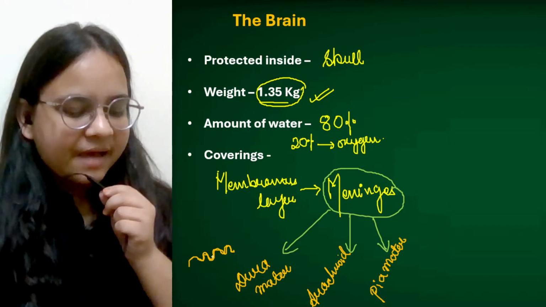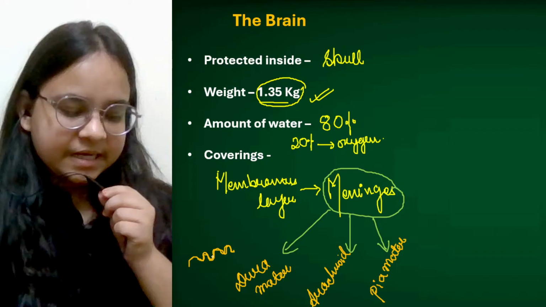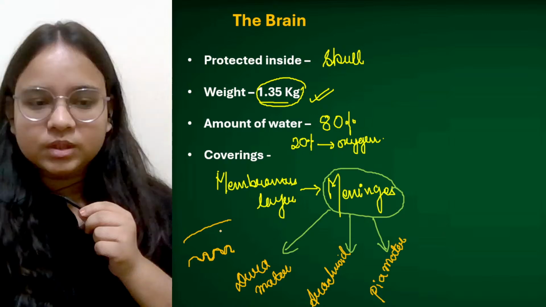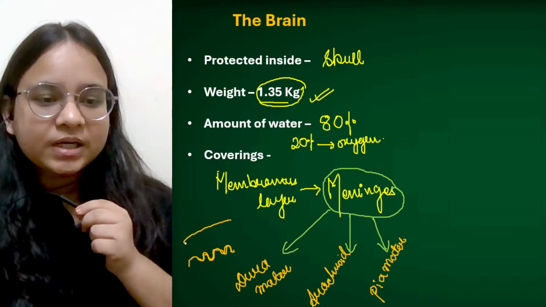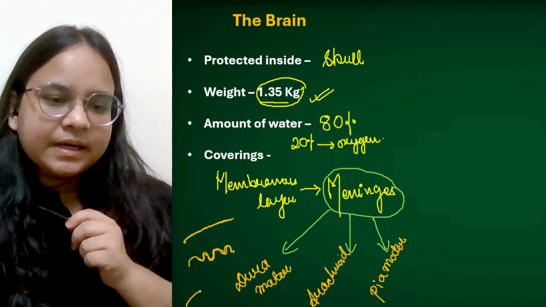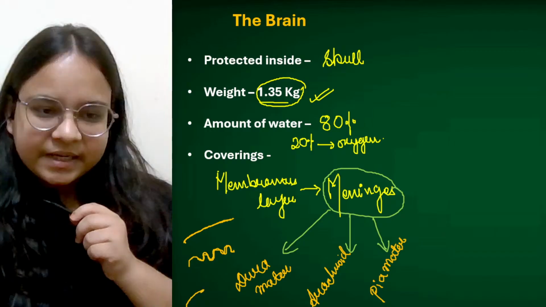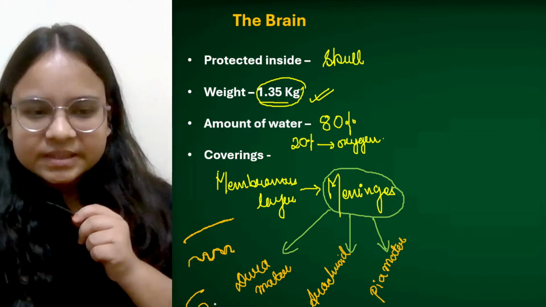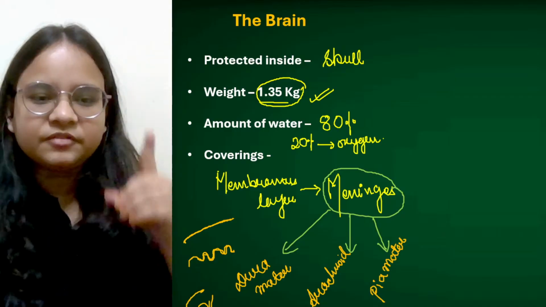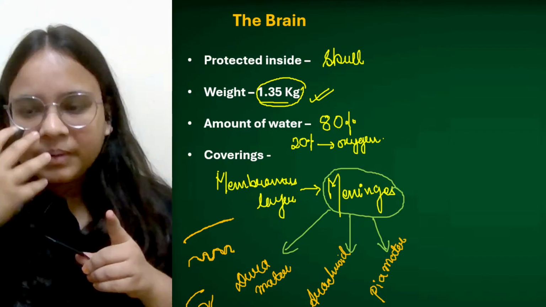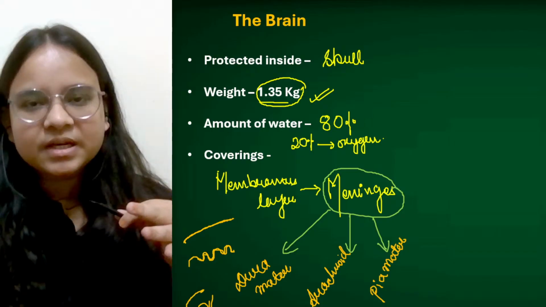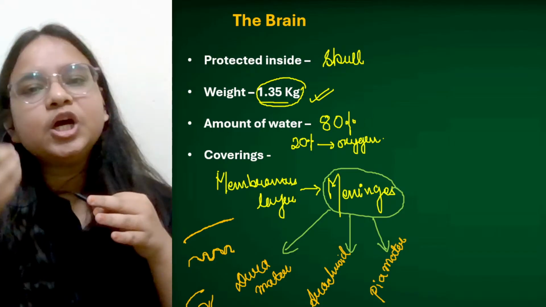Ma'am, why does the brain have gyri and sulci? Because if it was smooth, then the surface area would not be that much. But if you fold something, suppose I take a layer like this and a layer like this, then obviously the surface area is more when you fold it. The brain is designed in that way so that it can have more surface area, to accommodate more and more neurons inside it.